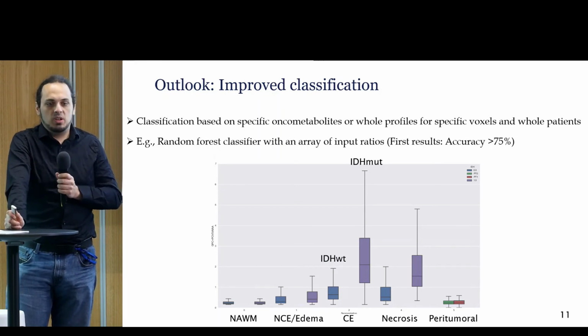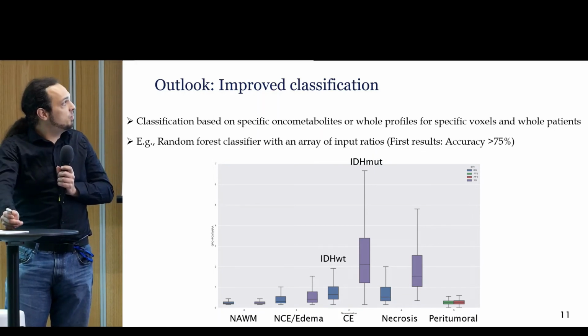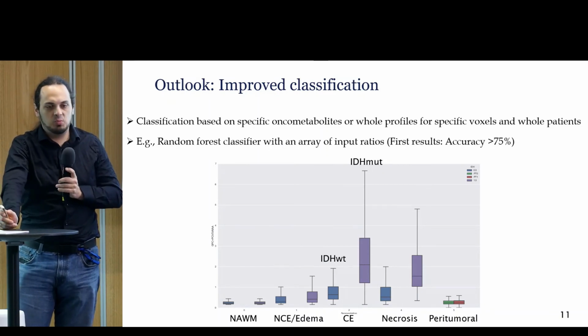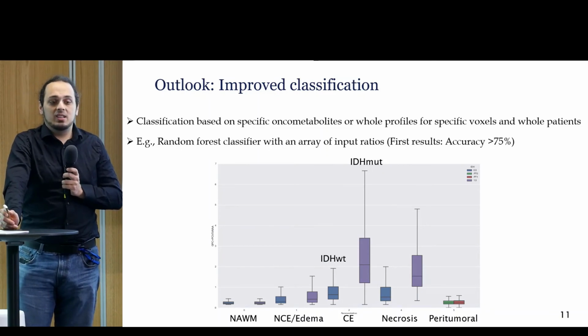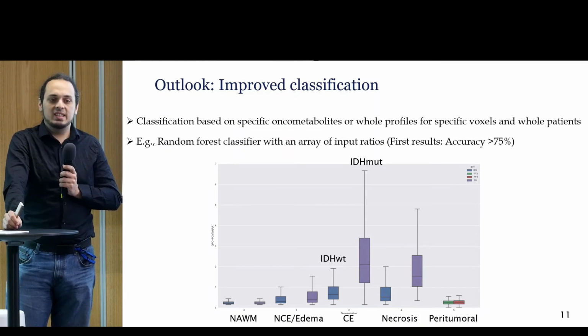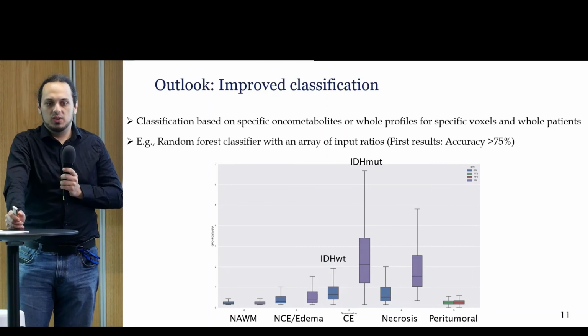So this is a very preliminary analysis where we still see in the contrast enhanced regions over all tumors, and of course contrast enhancement means it should be the high-grade ones, that there is a difference between IDH wild type and mutation that looks like you could derive some classifier. And the classifier work is the one my students are doing right now, and we have first results that lead, with a combination of ratios, to some accuracy of over 75%.